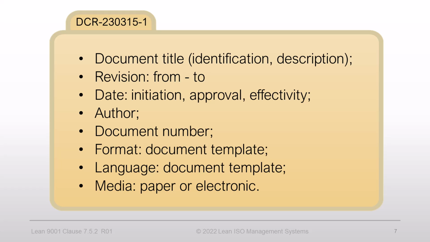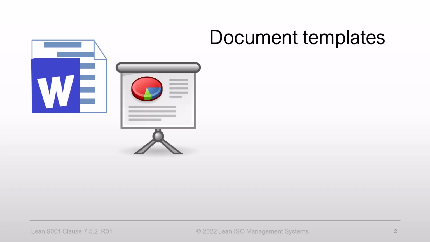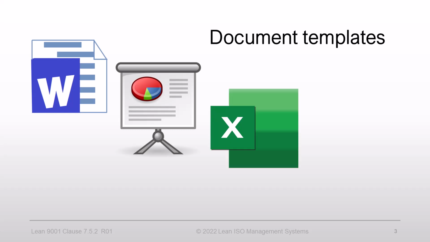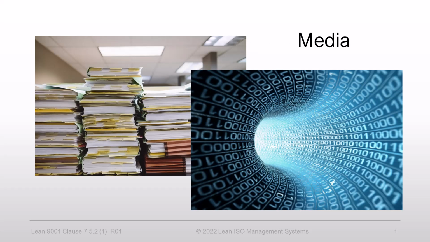And others. Even though many of the points in this clause are just examples, most systems keep them anyway, as they present helpful information. Format and language come from the document templates, which include language, graphics, and others. The templates may be instruction in MS Word, PowerPoint training presentation, Excel process flow, visual aid with photos, or others. Media, paper or electronic, is defined by your documentation system.